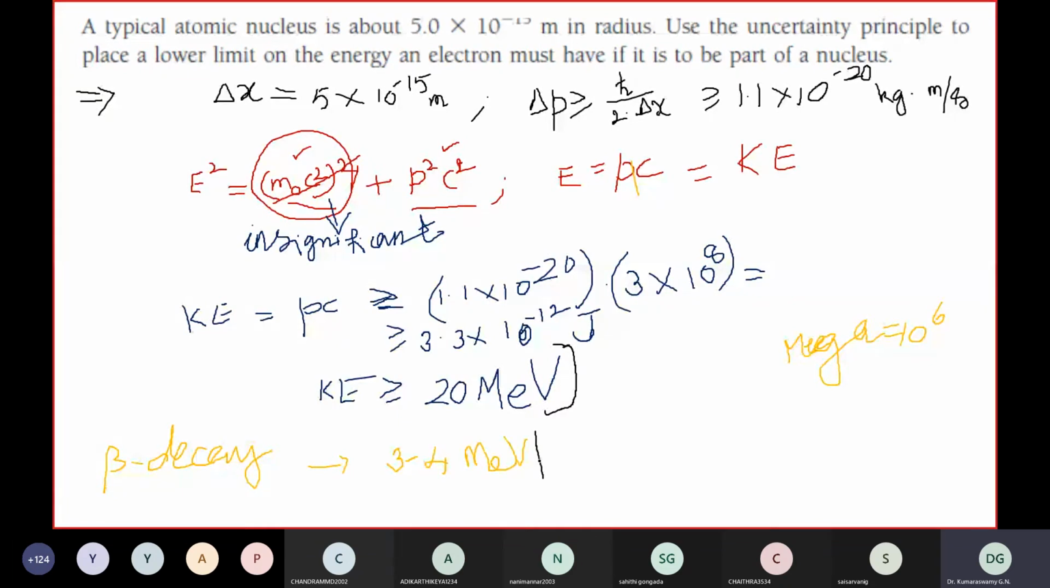Sir, we didn't find out that 3 or 4 MeV will be in the nucleus, no sir. This is the theoretical part only. Which one? 3 to 4 MeV. No, no, no. It is the practical aspect. This is theoretical, in fact. This is theoretical. This is the practical aspect.